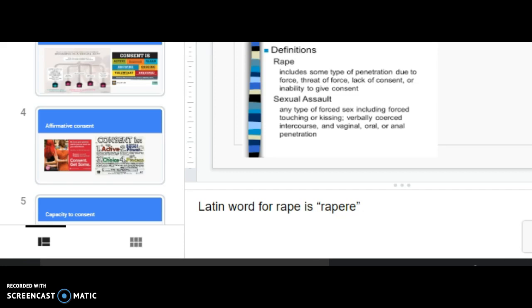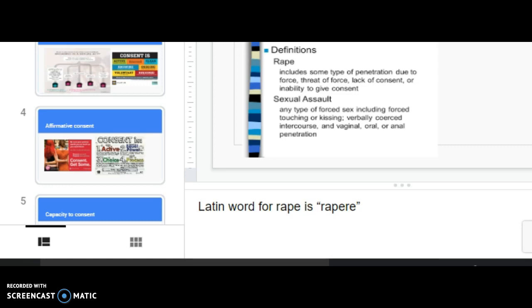The next slide talks about capacity to consent. If an individual has the capacity to consent in terms of mental or physical ability, or the legal ability in terms of age to consent to a sexual intercourse or act, then they have the capacity to consent. If not, it is considered rape. And the next slide talks about the third one, freely given consent. If the consent was compelled by fraud, violence, threat, or coercion, then it is not freely given consent, and that is considered rape as well.